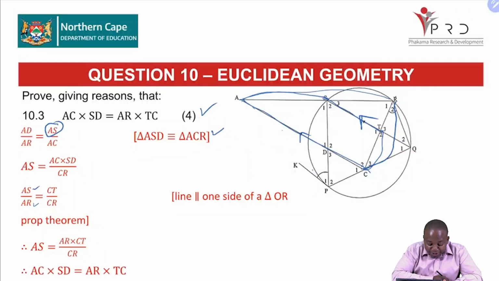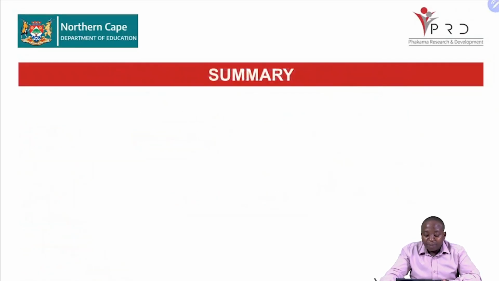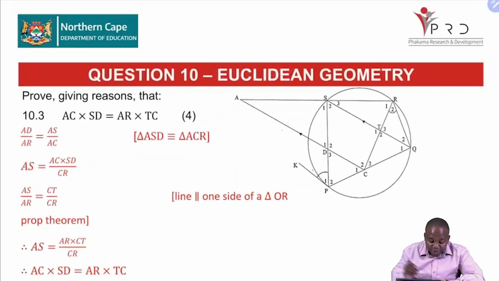Then we can cross multiply. When you cross multiply, we have AC times SD is equal to AR times TC. So that is how we prove proportionality. We make a connection between two triangles that are proportional to each other. So that's how we have dealt with this question.